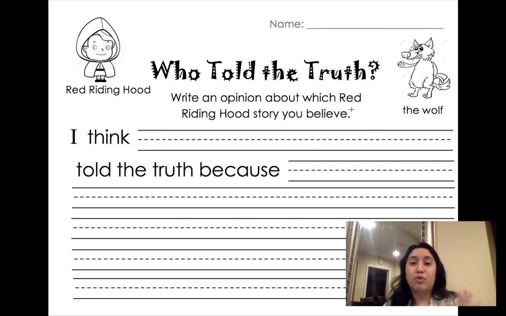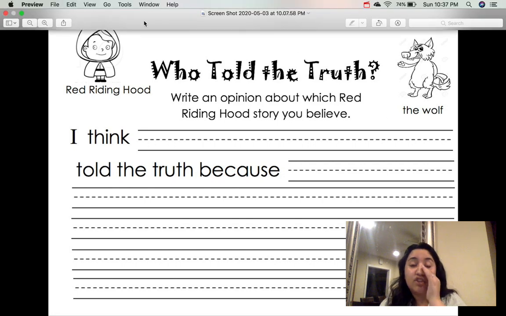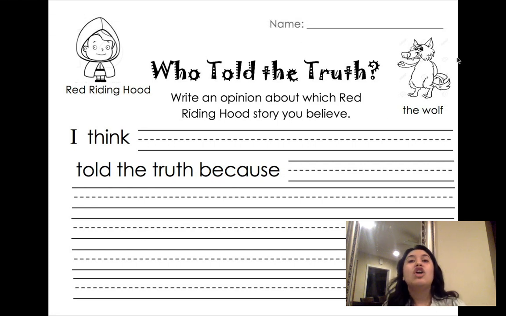Now, remember what I told you about point of view. Red Riding Hood may see things differently, and the wolf may see things differently. So we all see things differently, but which story do you think is true? Do you think Red Riding Hood is telling the truth, or do you think the wolf is telling the truth? You can pick either. You don't have to pick Red Riding Hood because that's the story I always heard, and I know she's telling the truth. You don't have to pick the wolf because I like that story because the wolf had a deep voice. Whichever one you pick, there is no wrong answer.